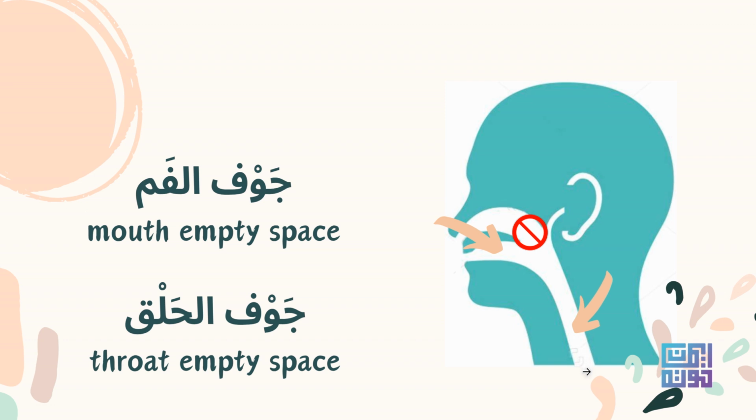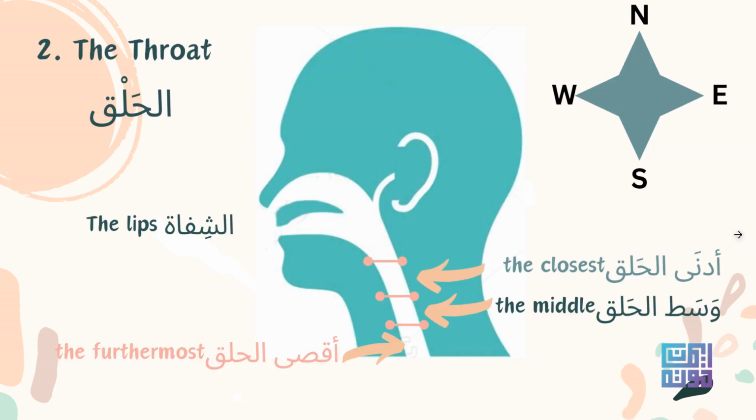In this part, we have 3 letters that are pronounced by using the empty space. We are going to learn step by step what these letters are and how they are pronounced from an empty space, right? Okay, so this is number 1, the first organ, Al-Jawf, which is the empty space.